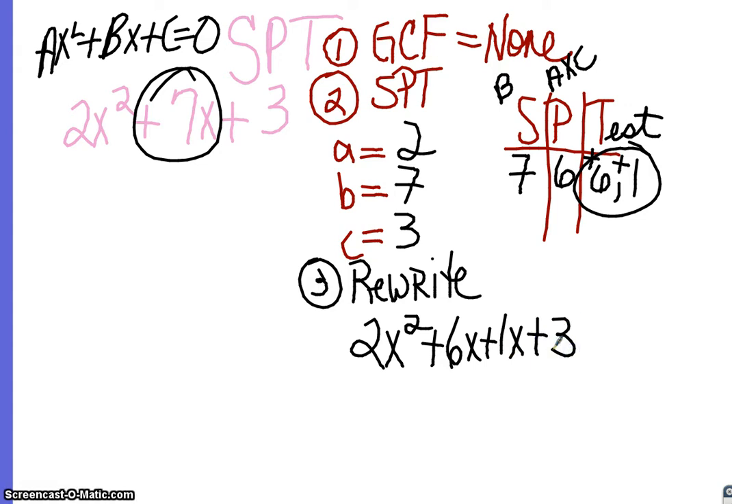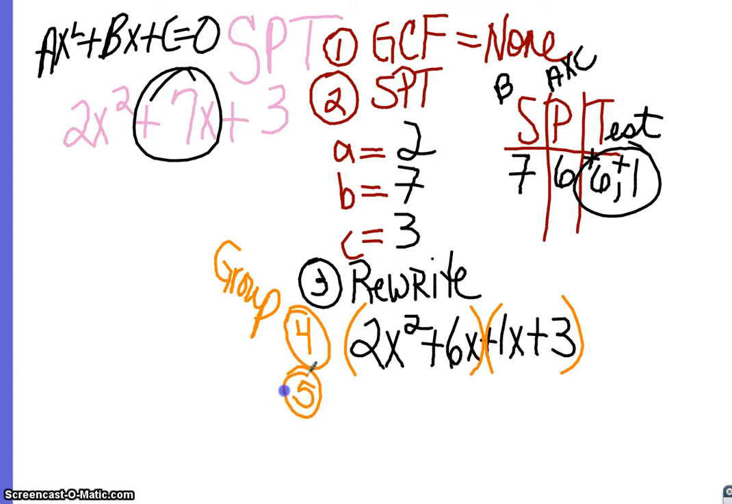Now my step 4 kind of goes in line with my step 3. And that is just to group them. So that means I'm going to group my first 2 terms and my second 2 terms, making sure I keep the sign at the beginning of my second term. So step 5 is to do GCF again.